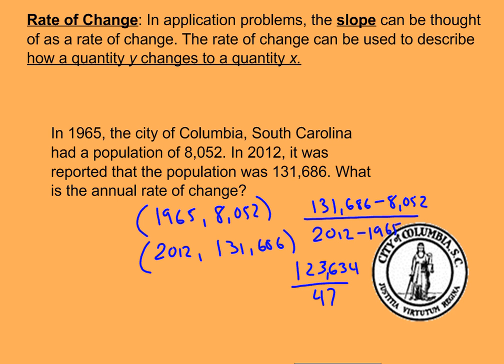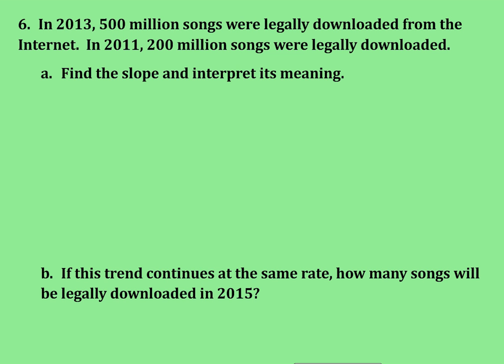But that's not what they want. They want the annual rate of change. So what I need to do is I need to actually divide this. So 123,634 divided by 47, actually divide that, and you get 2630.5. So you get an average annual increase of 2,630 and a half people. So that is kind of your annual rate of change. But all you're doing is taking slope and then you actually divide it.